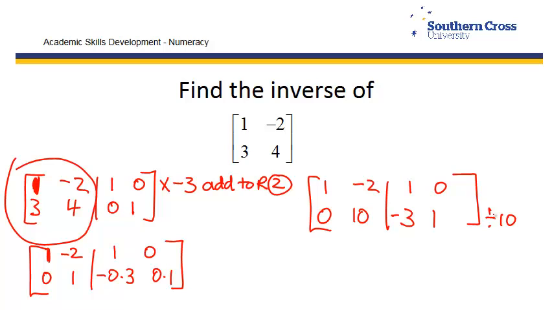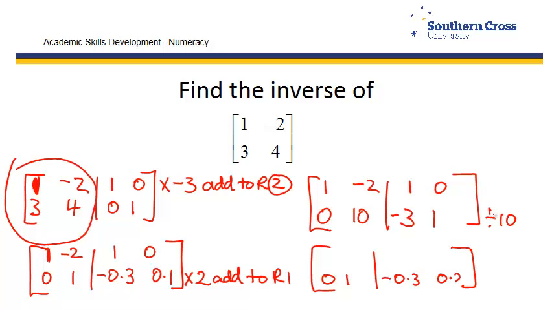I'm just doing more working than what I'd normally do. Now, to get this minus 2 to be 0, we're going to multiply this row that we've just got the 1 from. We're going to multiply that by 2 and then add to row 1. So in other words, row 2 will be exactly the same, but we're about to modify row 1. So if we multiply 0 by 2 and add it to row 1, we'll still have 1. 2 times 1 is 2, add to negative 2 gives 0.